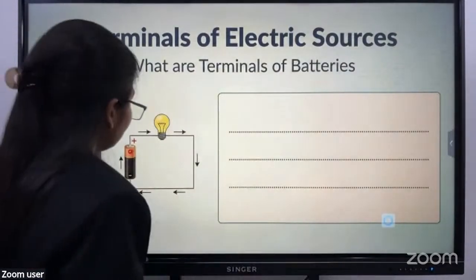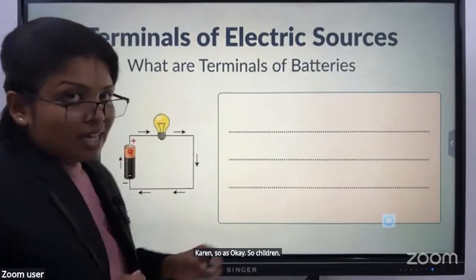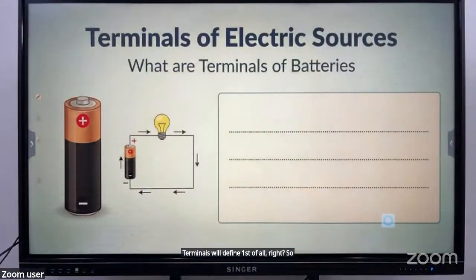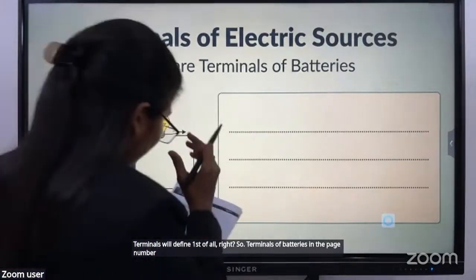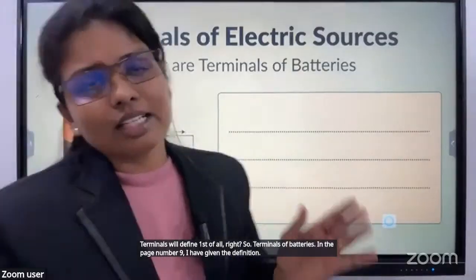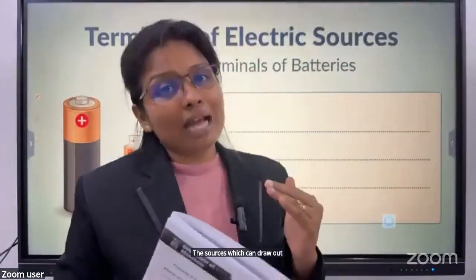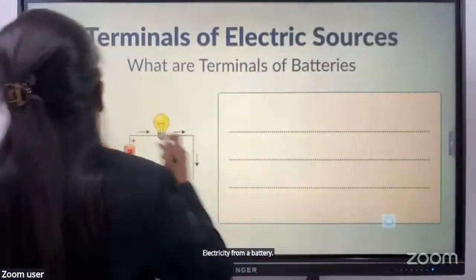Okay, so children, terminals we'll define first of all. Terminals of batteries. In page number 9, I have given the definition. Terminals are the sources which can draw out electricity from a battery. We'll quickly write down this definition.